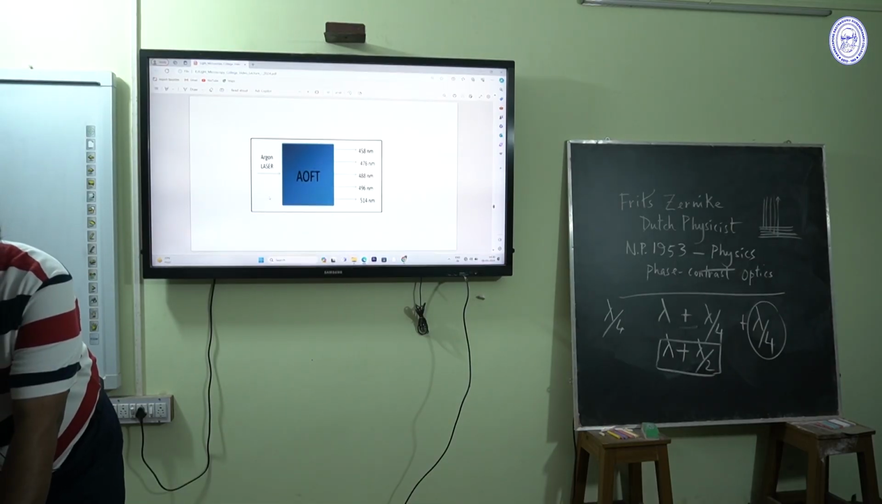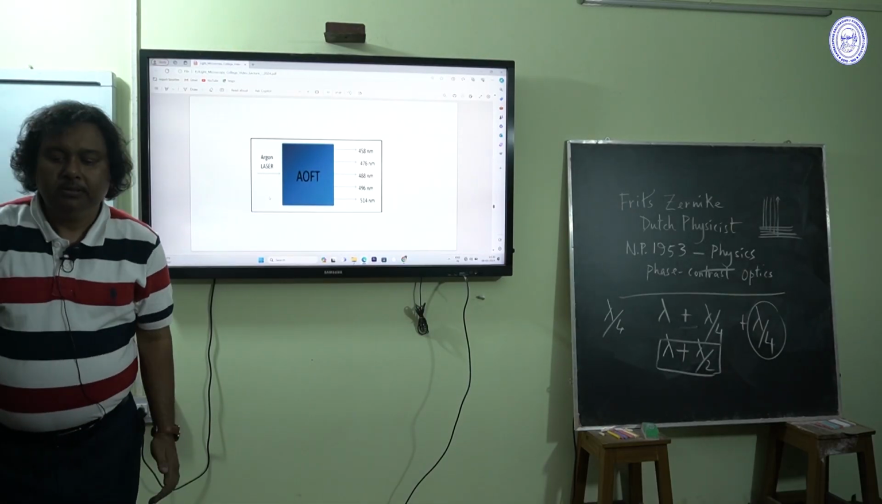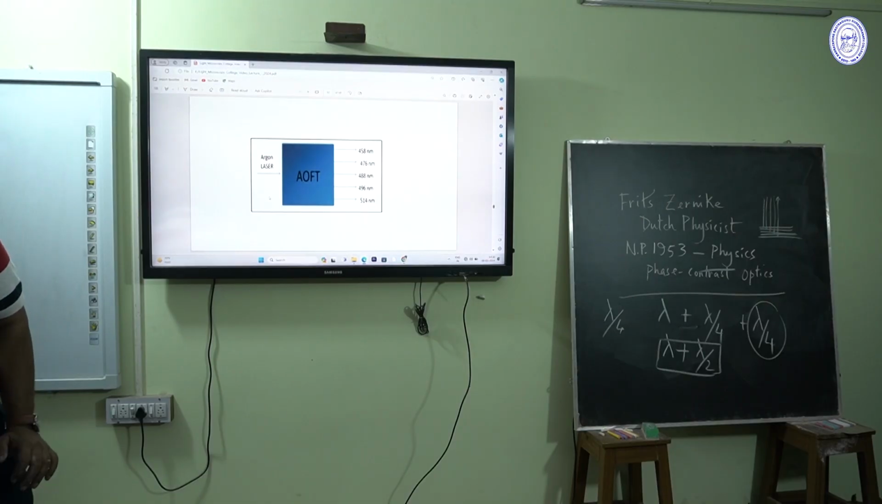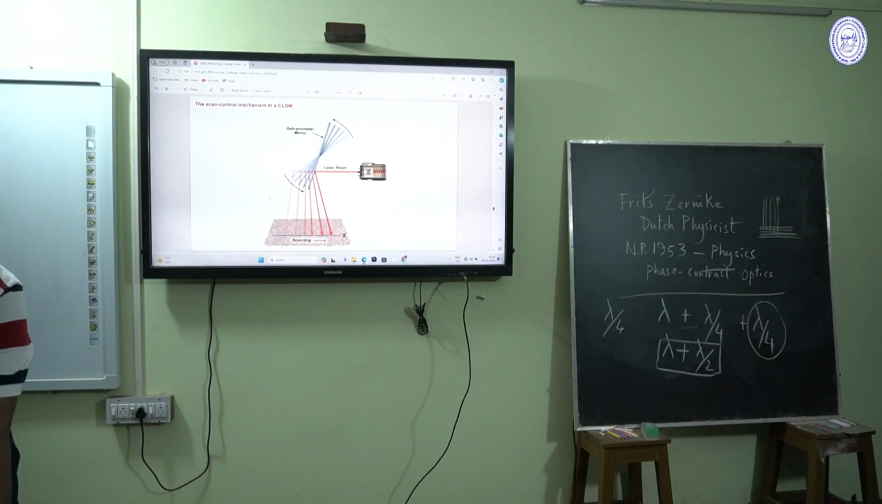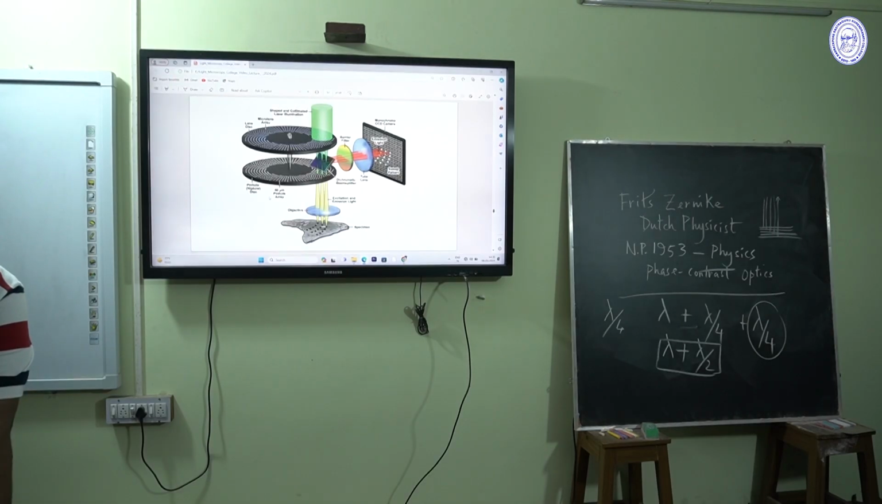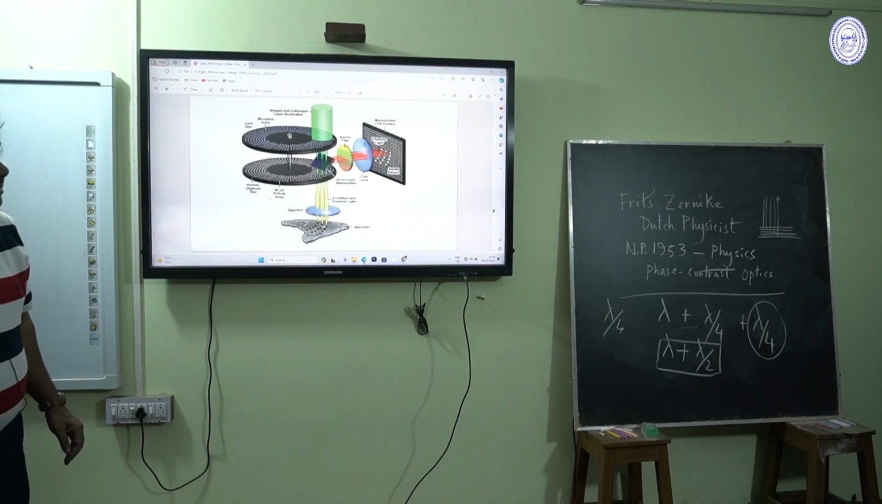And this is the argon laser that is producing different types of light having different wavelengths. And this is the scan control mechanism in a confocal laser scanning microscope. Please try to understand.